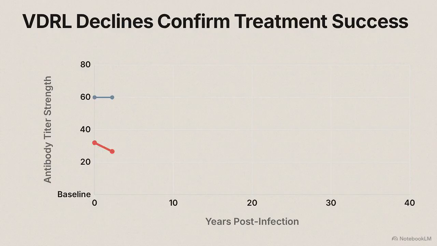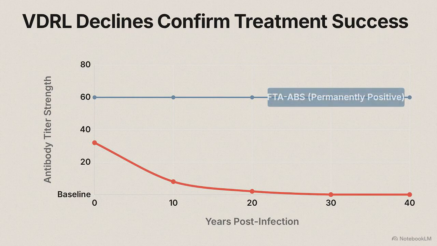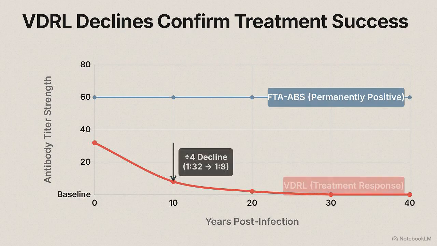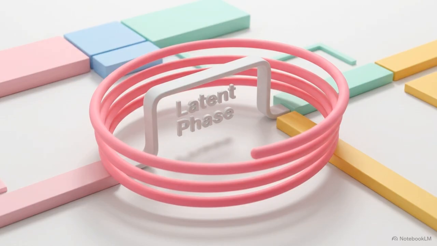Looking at the timeline over decades, the VDRL curve naturally declines toward baseline, while the FTA-ABS curve remains elevated. Because FTA-ABS is permanently positive, it cannot monitor treatment. Clinicians must confirm a 4-fold decline in VDRL to prove the infection is responding. Tertiary gummas will respond to penicillin, but the structural cardiovascular damage of late syphilis cannot be reversed. Intervention must happen during the latent phase to prevent this permanent destruction.